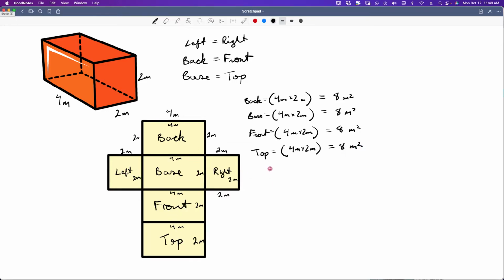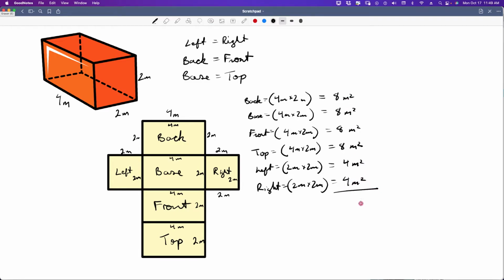So let's do the left. And the left is 2 meters times 2 meters. So that's going to be 4 meters squared. And the right is the same dimension, 2 meters by 2 meters. 2 by 2, and that's going to be 4 meters squared also.